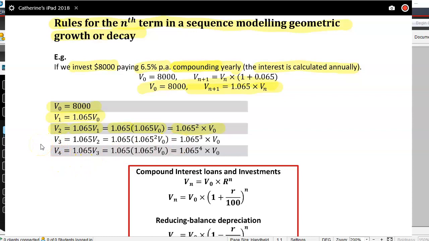Then V3 is 1.065 times V2. So 1.065 times 1.065 squared times V0. So V3 is equal to 1.065 to the 3 times V0. And I'm sure you can see the pattern. So V4 is equal to 1.065 to the 4 times V0. And that's how we get our rule.